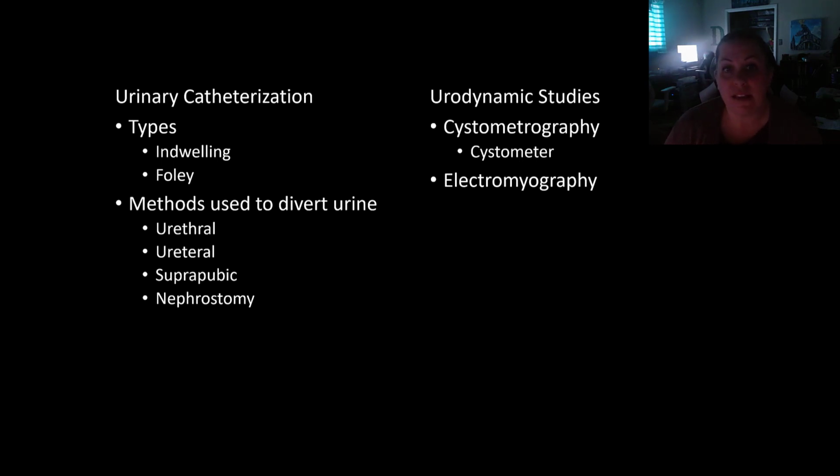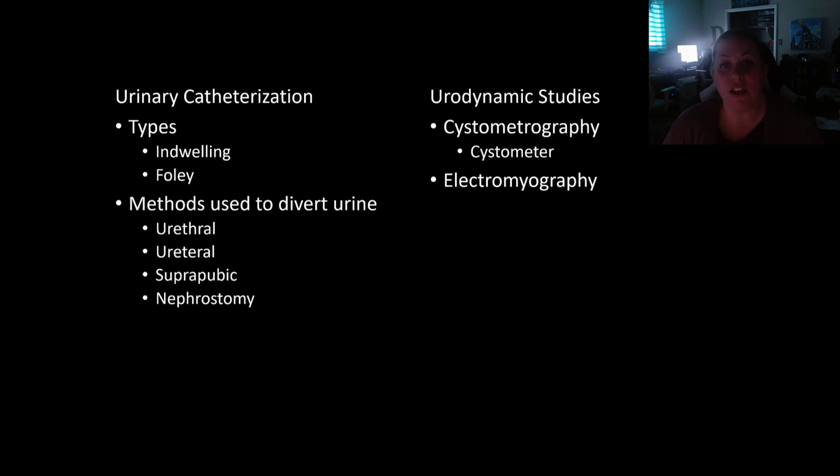And so we do see that there's the cystometrography. This provides information about the effectiveness of the bladder wall muscles. It may incorporate the use of a urinary catheter. They may use a cystometer attached to measure the bladder's capacity, like how much urine it can take in.